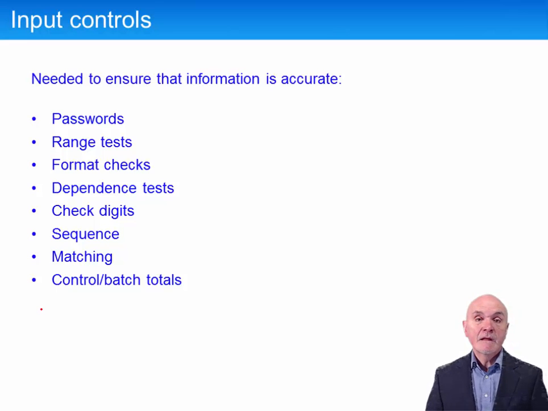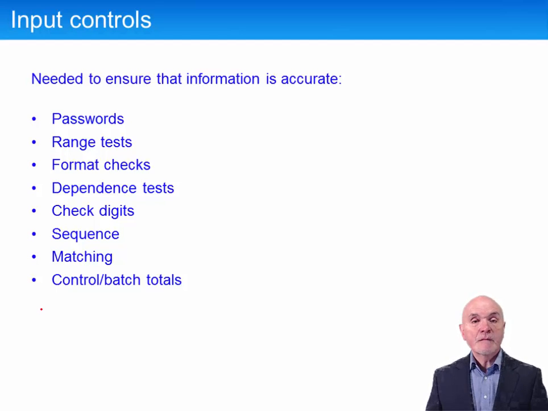Range tests. If somebody normally works 40 hours a week, a range test can prevent 60 hours a week being put in on a timesheet until special authorization is provided. This will stop typos. Format checks. We've come across this with credit cards on the internet. Credit cards have 4 groups of 4 digits. The credit card number is 16 digits. This will reject something where maybe you only put in 12 of the digits, or you put in 17 or something like that.